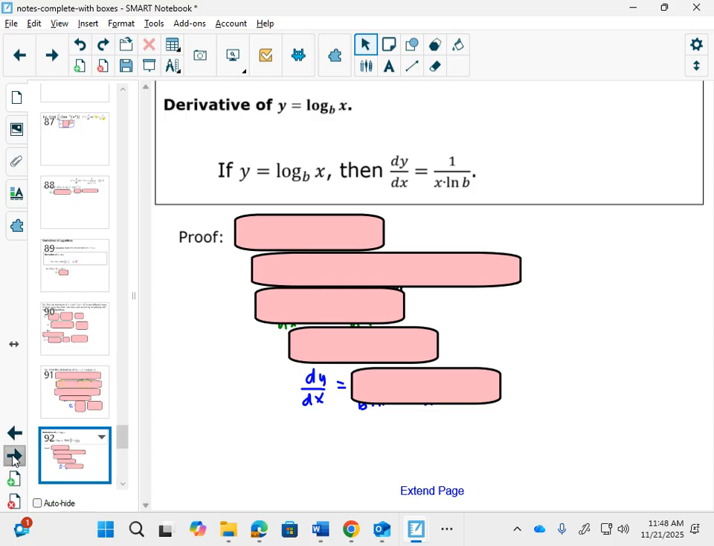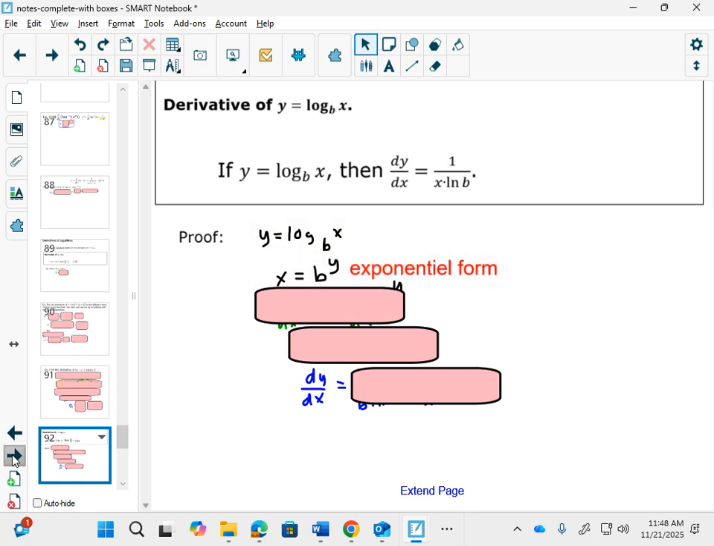And we actually need implicit differentiation for this. Because if you have y equals log base b of x, where b is any number that's allowed, which is positive numbers, b can't be 1, not x. The base can't be 1. Because 1 to any exponent is just 1. It's not actually an exponential function. It's just a straight line. But if I have y equals log b of x, I could take that and change it to exponential form.